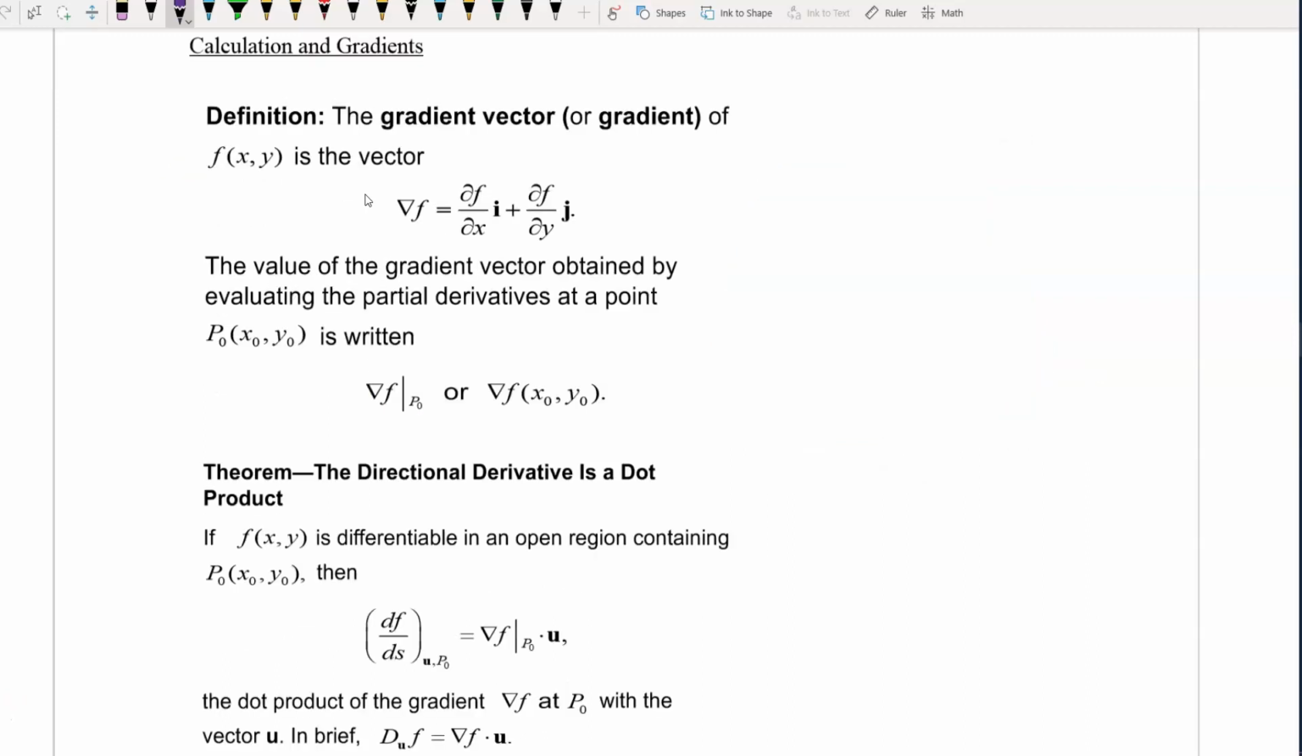Definition: the gradient vector or gradient of f of x, y at the vector. So here we have the gradient of f is equal to the partial derivative of f with respect to x, i, plus the partial derivative of f with respect to y, j. The value of the gradient vector is obtained by evaluating the partial derivatives at the point P naught, (x naught, y naught). This is written as the gradient of f evaluated at P naught, or gradient of f of (x naught, y naught).